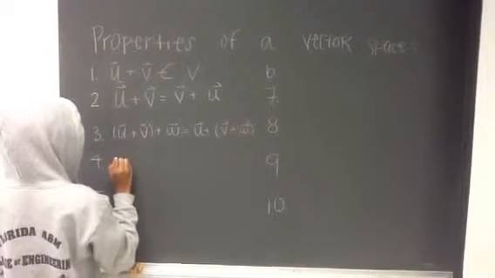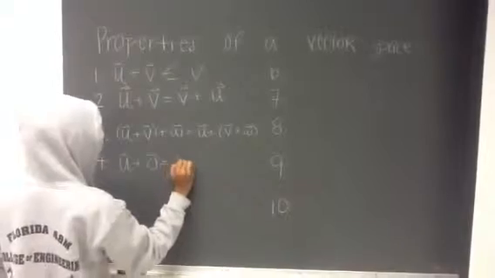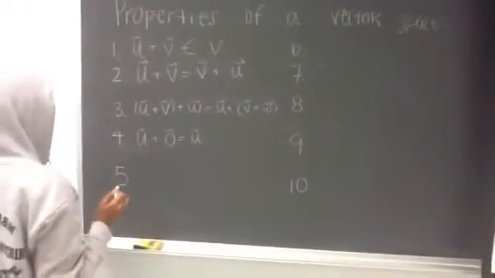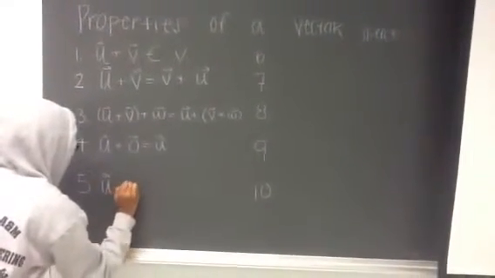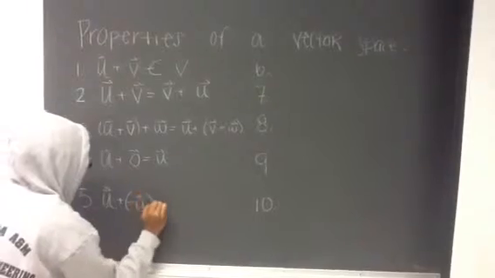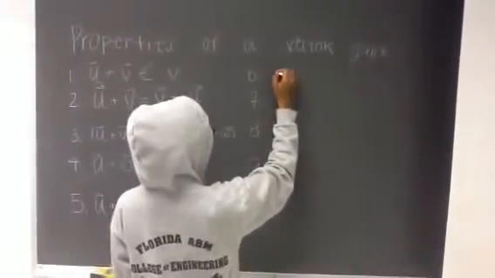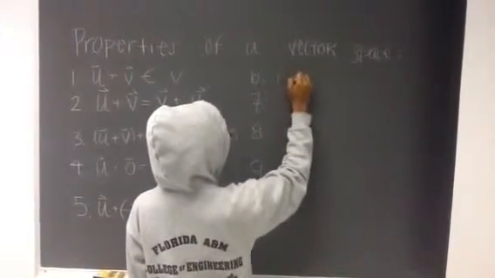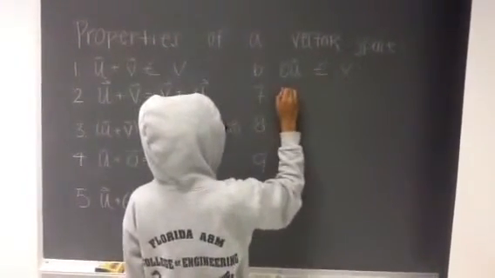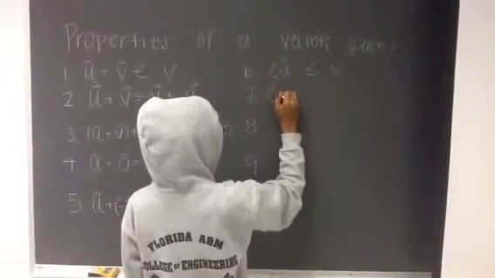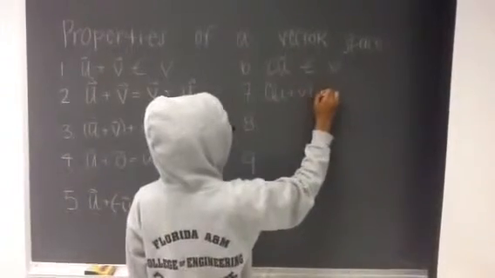4. The vector u plus the 0 vector equals the vector u. 5. The vector u plus negative u yields the 0 vector. 6. The scalar c multiplied by the vector u is in V. 7. The scalar c times the sum of the vectors u plus v equals c times u plus c times v.